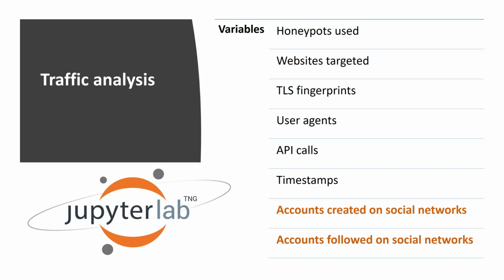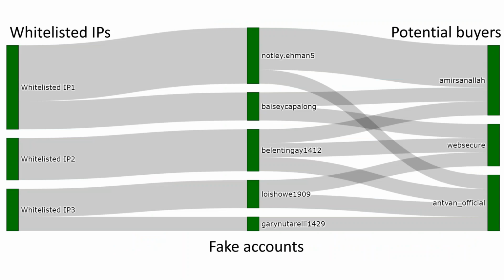The two variables that were really significant were accounts created on social networks and accounts followed on social networks. What we mean by that is that for each whitelisted IP, there was a list of specific fake accounts related to that whitelisted IP, and then they all went to follow the same potential buyers. So we couldn't say one server was actually a reseller, because they were all following the same people. What was specific to each server was instead a list of fake accounts.